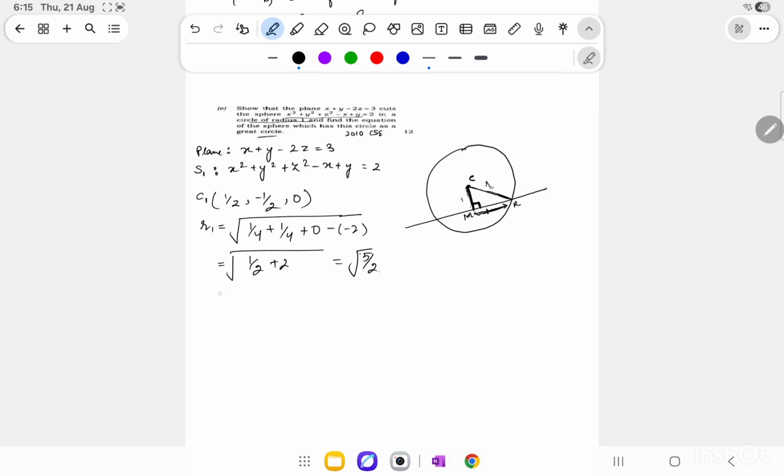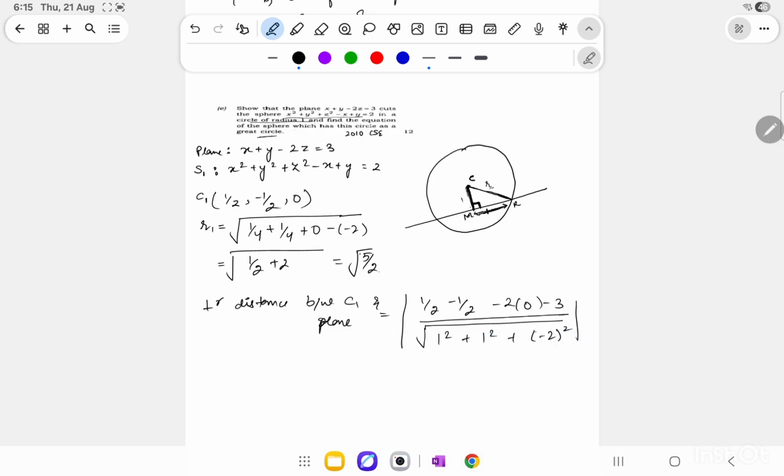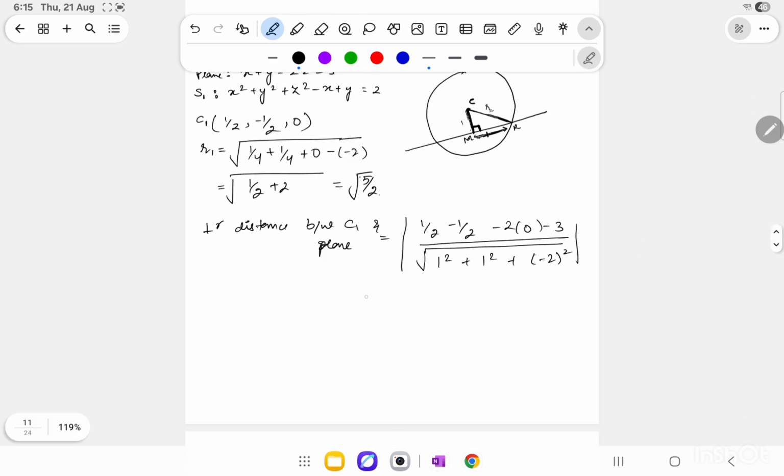Further, I know the center of the sphere as C1 and I have the equation of the plane as well, so I can easily find the perpendicular distance between C1 and the plane. That will be equal to (1 by 2 minus 1 by 2 minus 2 into 0 minus 3) divided by under root of 1 square plus 1 square plus (minus 2) square. So if I simplify it, I'll get this distance as 3 by under root 6.